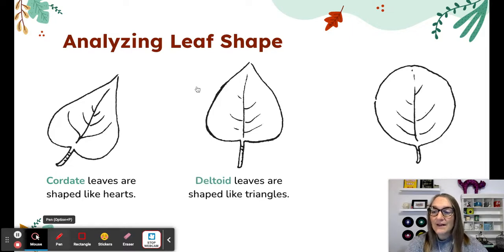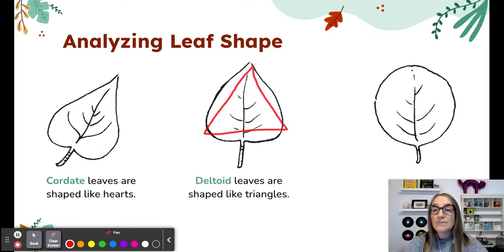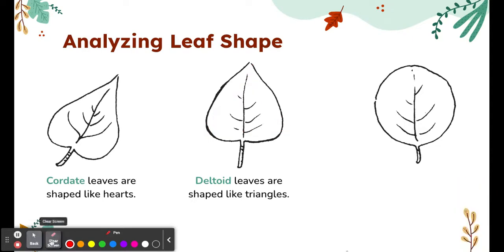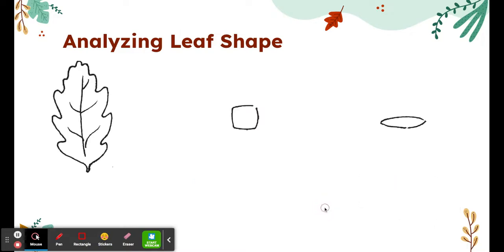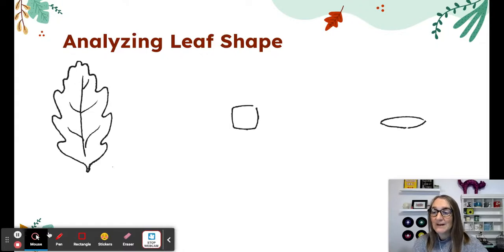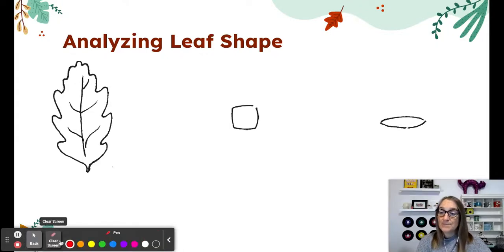So cordate means like a heart, and it's a leaf that is shaped like a heart. Deltoid leaves, on the other hand, are shaped like triangles. You have a muscle in your body on your back called the deltoid, and it's shaped like a triangle as well. That's because the word deltoid comes from the Greek word for shaped like a triangle. And these last nice round leaves are called orbicular. You may recognize the word orb inside orbicular, which means circle or sphere. So an orb is a circle shape. Orbicular leaves are round.